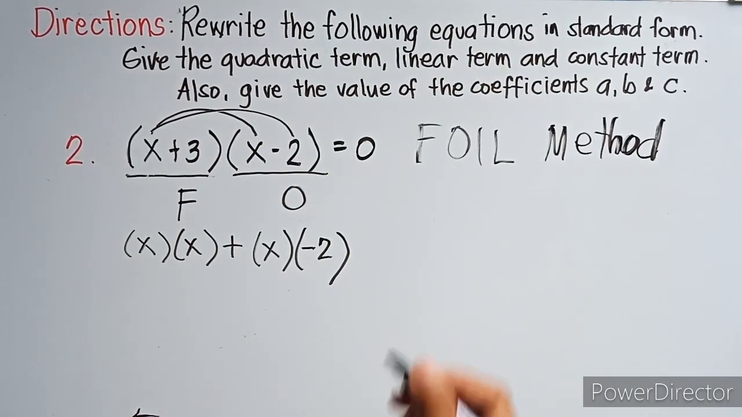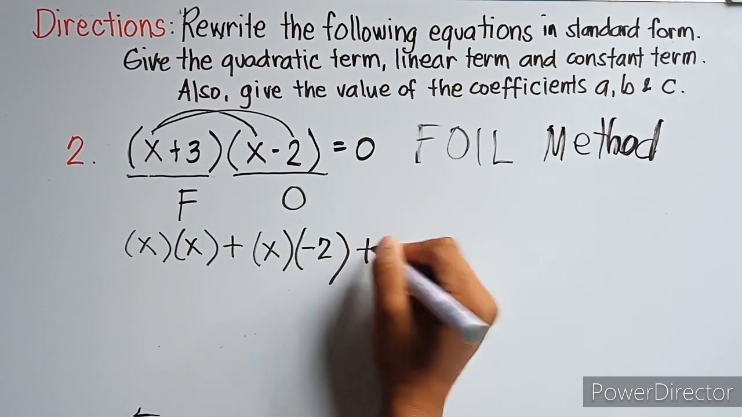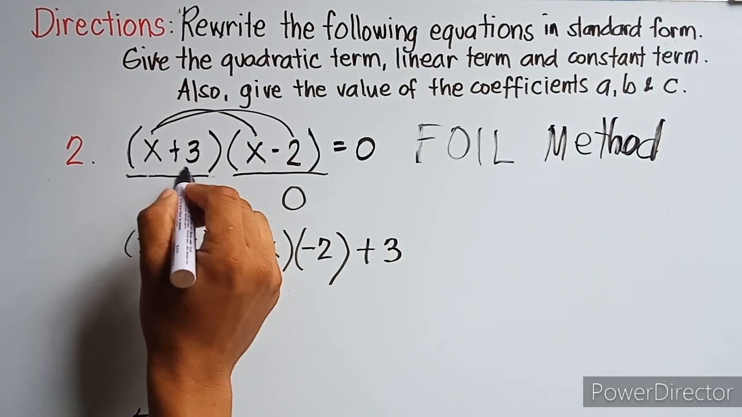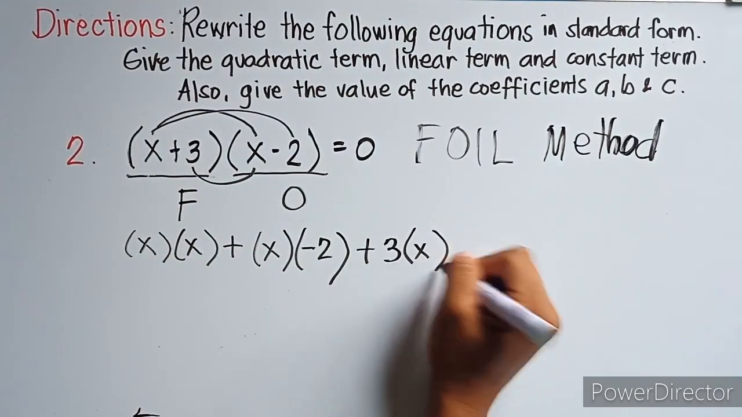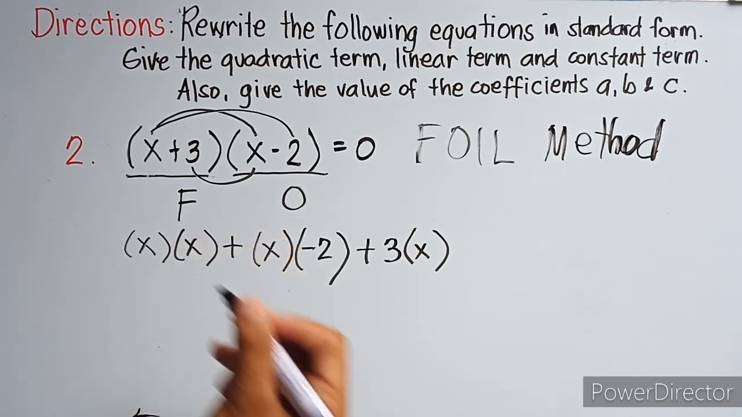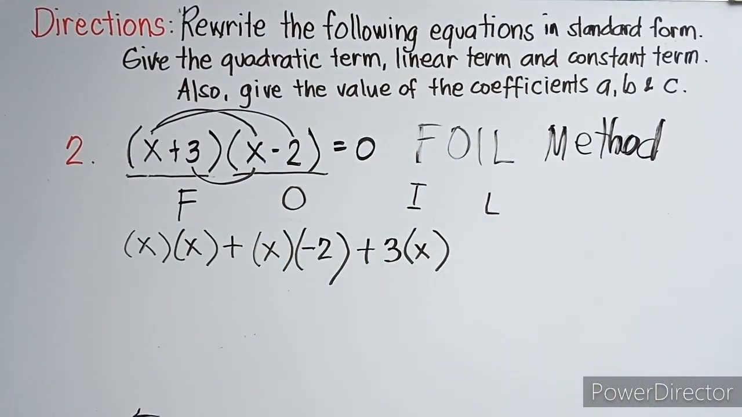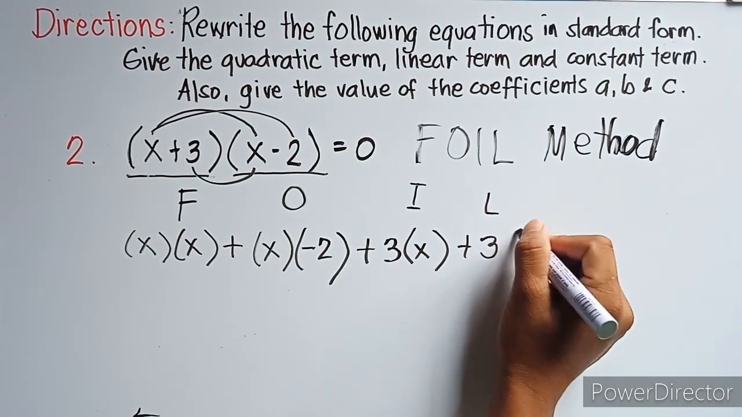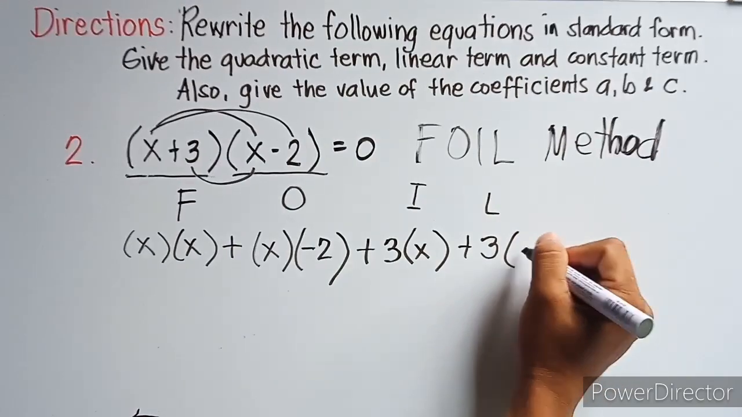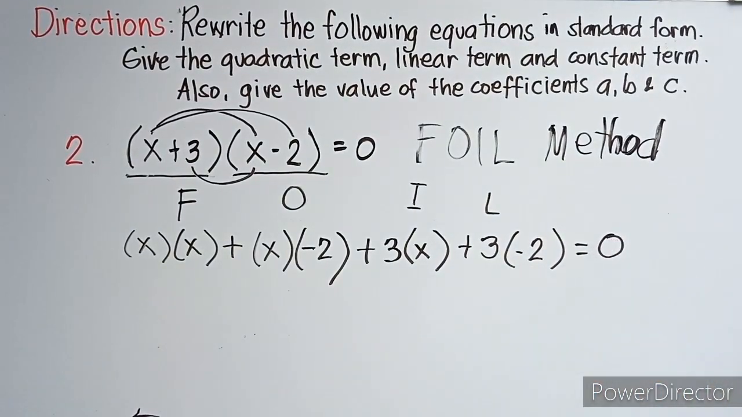Then, ang ating inner sign is positive. So plus 3, this one, times x. That is I. Then for our L, the last term, so we have positive 3 times negative 2. So that is equal to 0. So kaya siya tinawag na FOIL method.